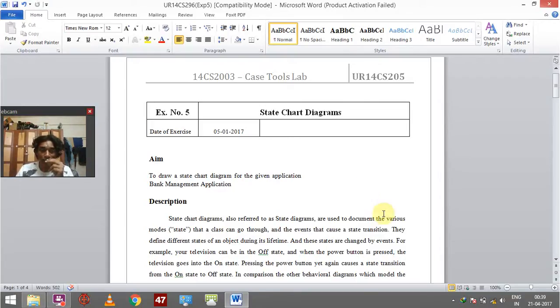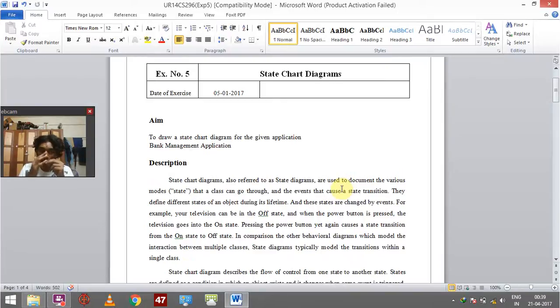It defines different states of an object during its lifetime, and states are changed by events. For example, we'll take a pretty basic example: if a television is in off state and when the button is pressed it goes into on state, magic. Then when we press the power button again it will go to off state, again magic.